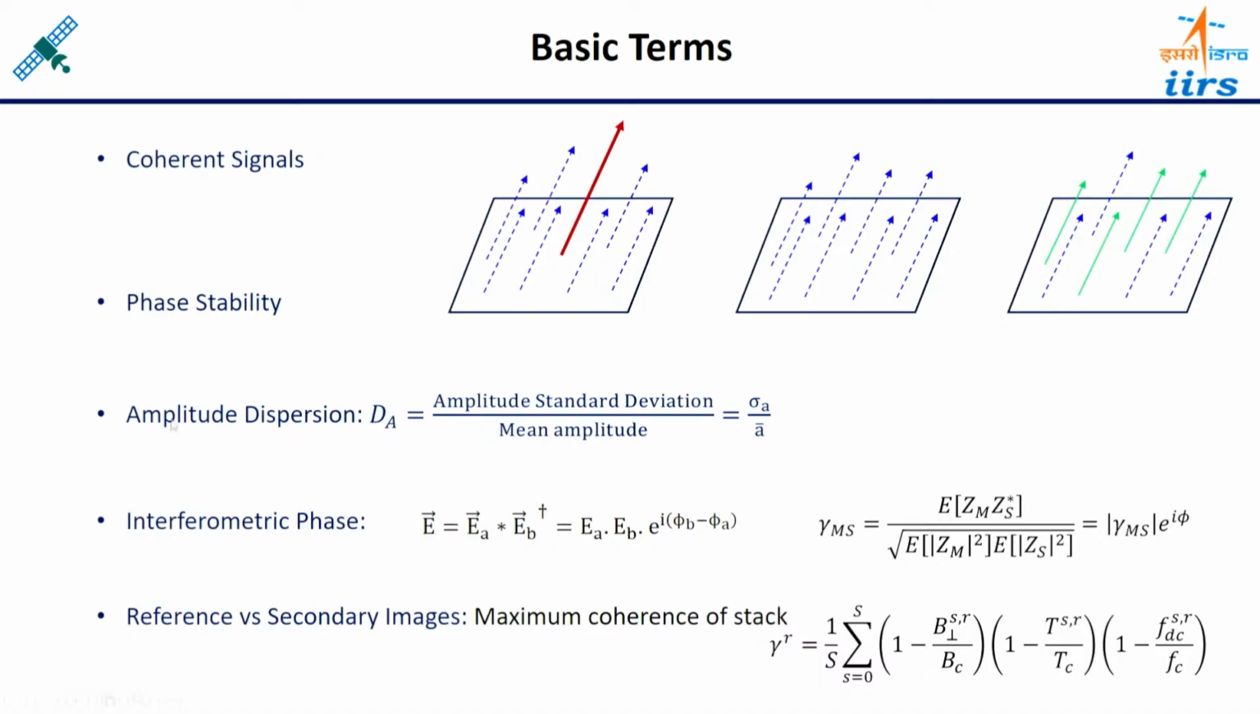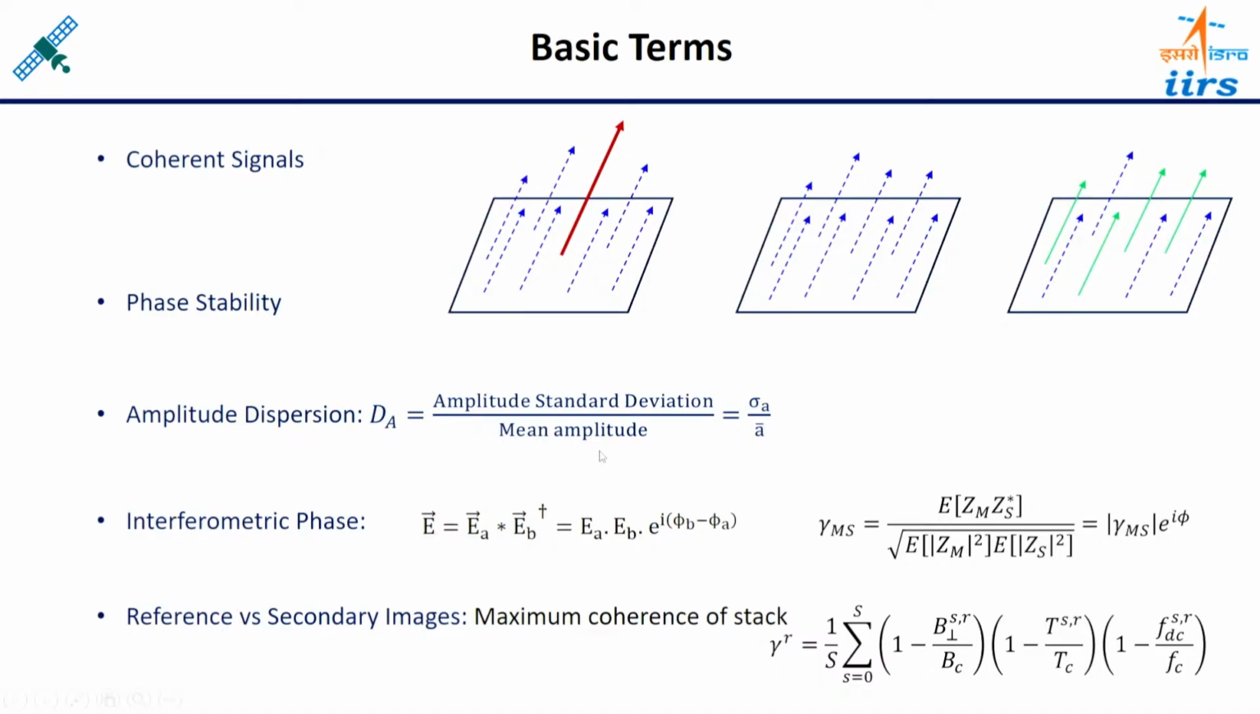So the first and basic criterion is basically called the amplitude dispersion. So what we are doing basically here, in SAR images we have the amplitude images as well as the phase images. So we are calculating the amplitude dispersion, that is nothing but the standard deviation of the amplitude divided by the mean amplitude.